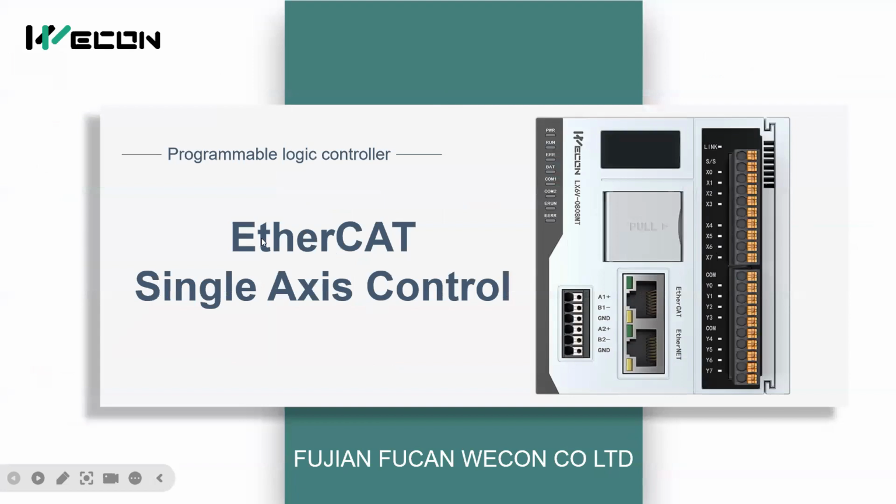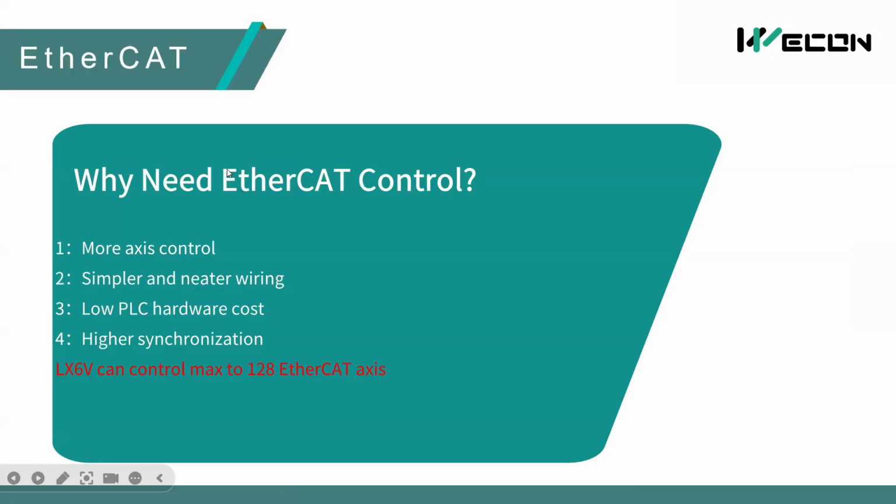Today I will introduce EtherCAT single axis control, some related function blocks, and some EtherCAT configuration and axis configuration. Some content will be similar to our last class because, for example, the axis configuration is almost the same. So first, why do we need EtherCAT control?